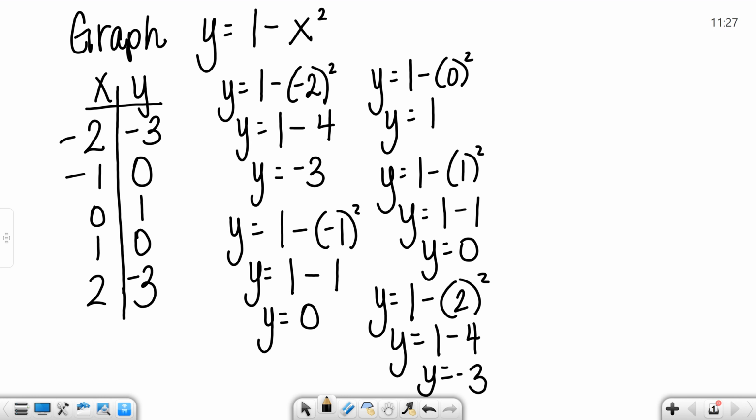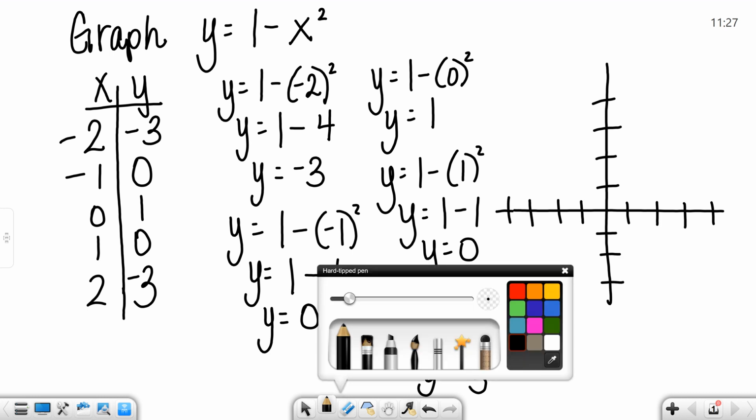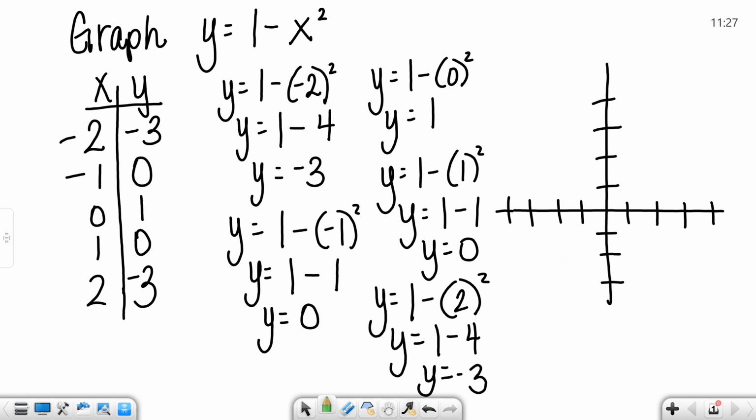All right, so now we're going to sketch our little graph. Again, make sure that you don't make this so tiny that we can't find our ordered pairs easily on the graph. All right, so negative 2, negative 3; negative 1, 0; 0, 1; 1, 0; and 2, negative 3.